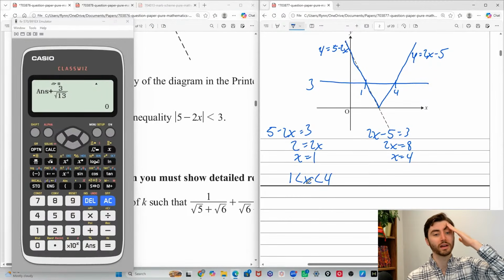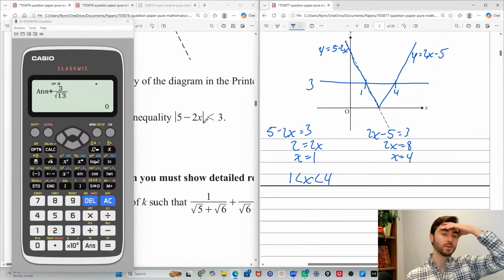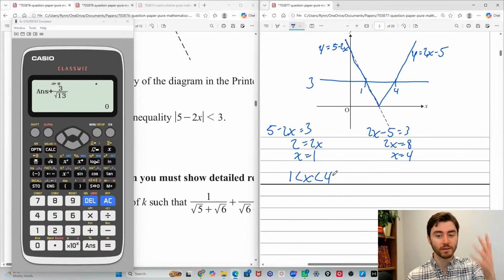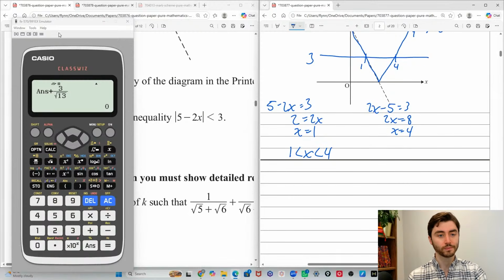Come on, do better. All right, so let's plug in, for instance, x equals 2. So when x equals 2, 5 minus 4 is 1. The modulus of that is less than 3. So things in that region, yeah, that seems like a good region.